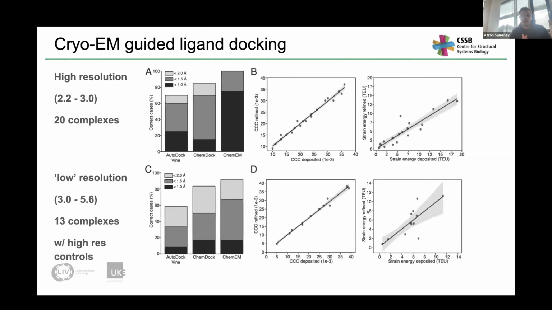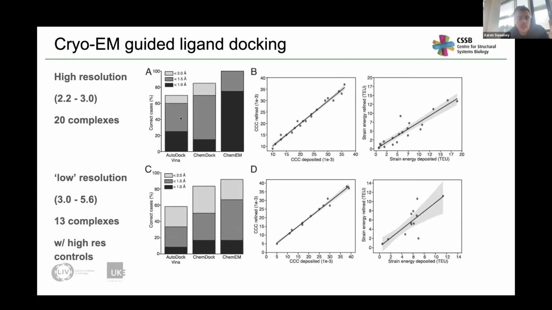Here are the results of the benchmark we did in the original paper. At the top, you can see results for high resolution complexes from 2.2 to under 3 Angstrom resolution. We had 20 complexes, and at the bottom, C and D, are the results for the low resolution benchmark, where we had 13 complexes ranging in resolution from 3 to 5.6 Angstrom. For each one of these, we also had a high resolution control, either from CryoEM or from X-ray, so that we could ensure that the actual deposited solutions in the low resolution were reasonable.